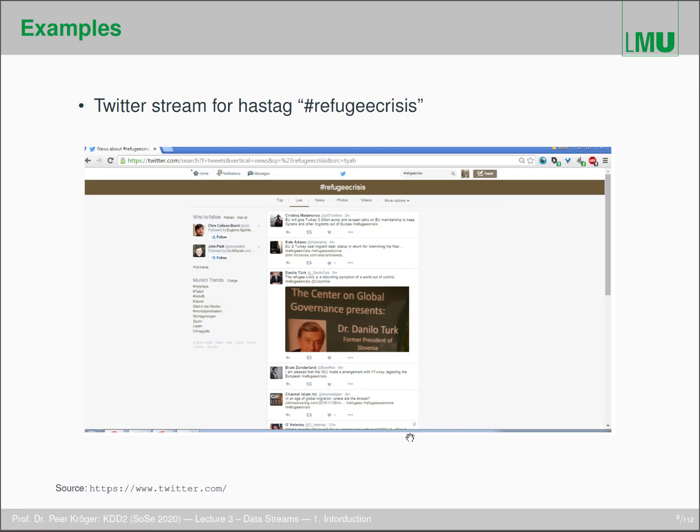Yeah, here are some examples which I think we should go through quite quickly. So here is a Twitter stream for the hashtag refugee crisis. You see that the slides are somehow 2-3 years old, and of course the Twitter stream for this hashtag, or now probably for the hashtag Corona, had a big peak, and now it's going down a little bit.